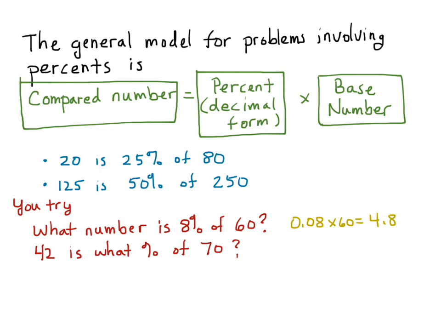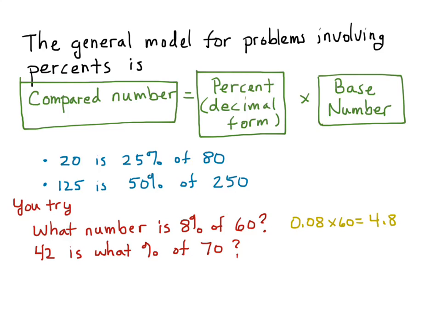Okay, 42 is what percent of 70? Here's one. What do you think? How would you do that? Yes? 42 over 70, and what do you get? 21 over 35. Okay, so when we're looking at a percent, we need a decimal number now, right? Okay. You started out right.